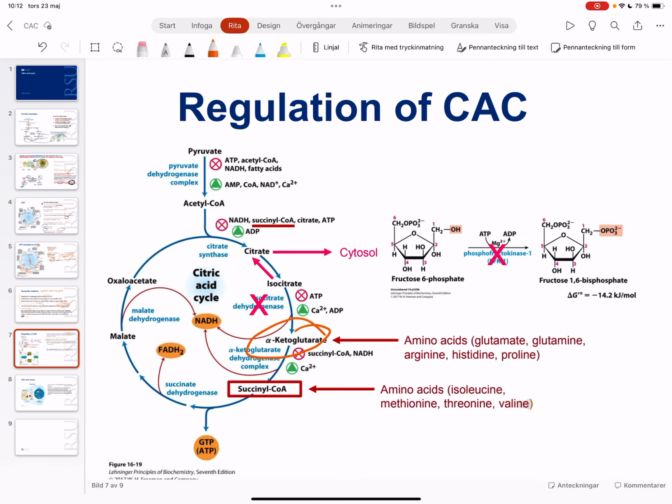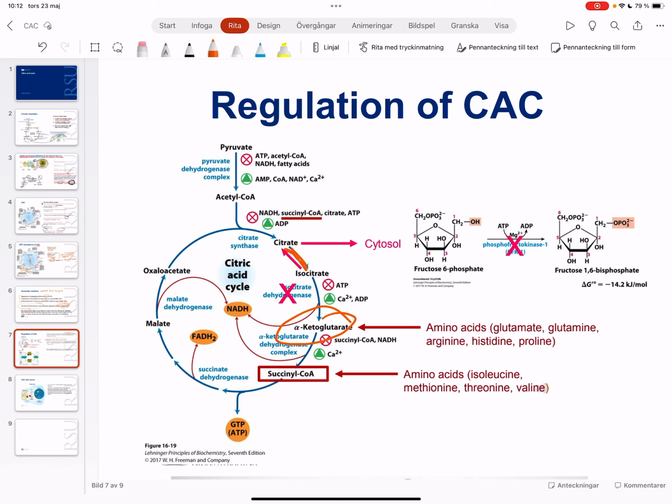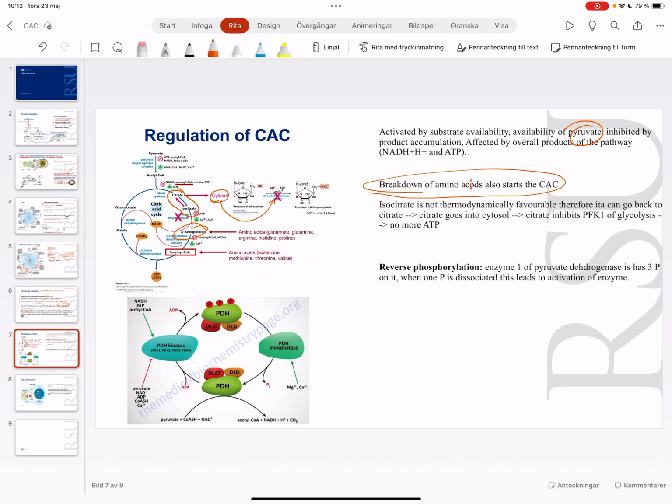Then there's something here about isocitrate. So this step right here, when citrate goes to isocitrate, it's a reversible step, and isocitrate can be reversed to citrate. Citrate can diffuse out of the mitochondria and then enter the cytosol. And when it enters the cytosol, it will go to phosphofructokinase, which is step 3 of glycolysis. And it will inhibit glycolysis, because if phosphofructokinase is inhibited, then glycolysis will not happen. And so that can be an inhibitor.